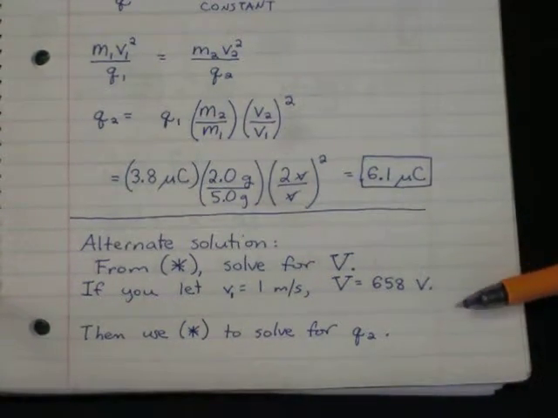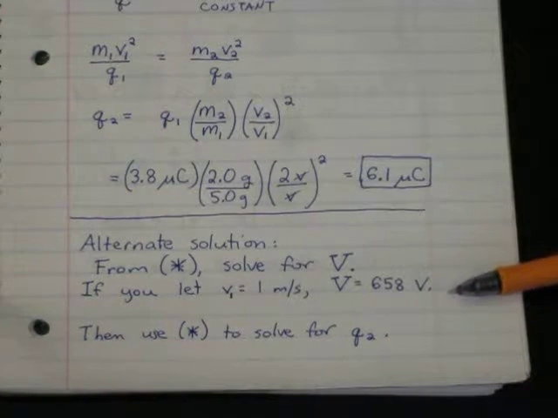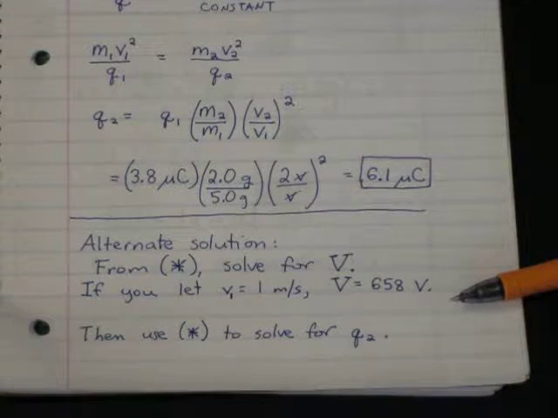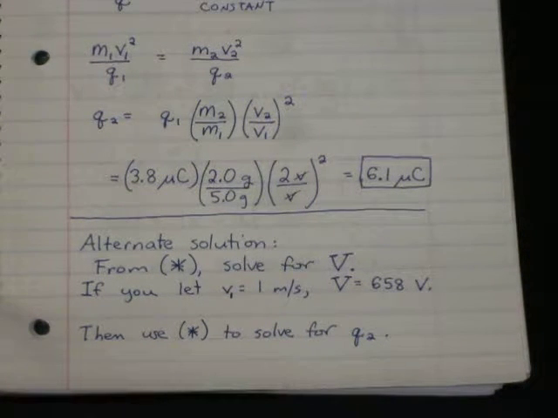Let V1 equal 1 meter per second. In that case, you get a potential of 658 volts. And then use the equation that I showed up above and solve it for Q2. You could also do that method.